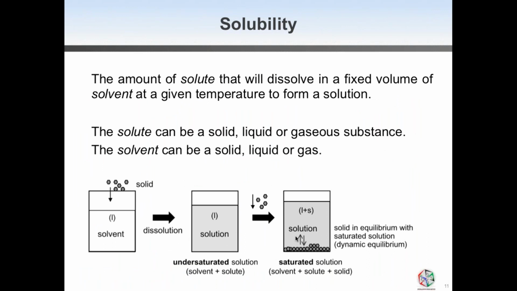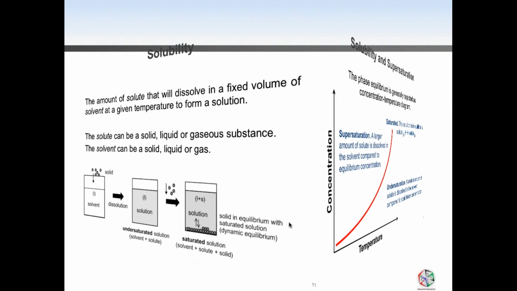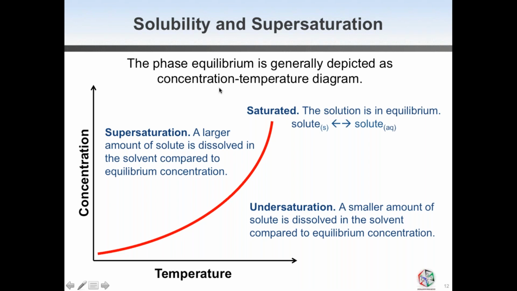So what is solubility? Solubility is the maximum amount of solute we can dissolve in a fixed volume at a given temperature to obtain a saturated solution. If we repeat this type of experiment over different temperatures, we can illustrate this correlation in a phase equilibrium diagram, also known as a concentration-temperature diagram or solubility diagram, where we have the concentration on the y-axis and the temperature on the x-axis. We obtain a phase equilibrium, a so-called saturated solution. And for most compounds, the concentration or the solubility increases with increasing temperature.